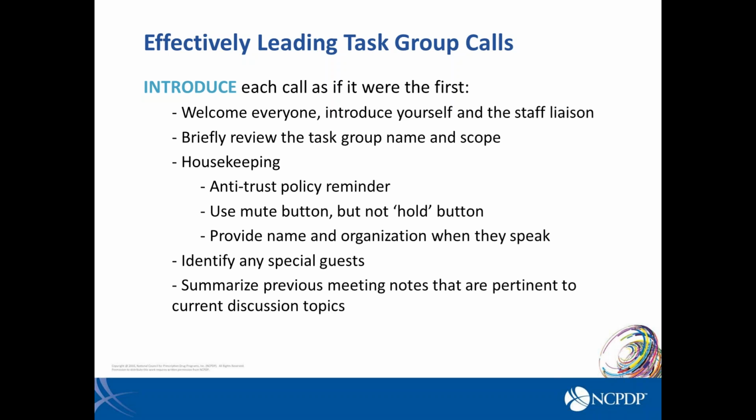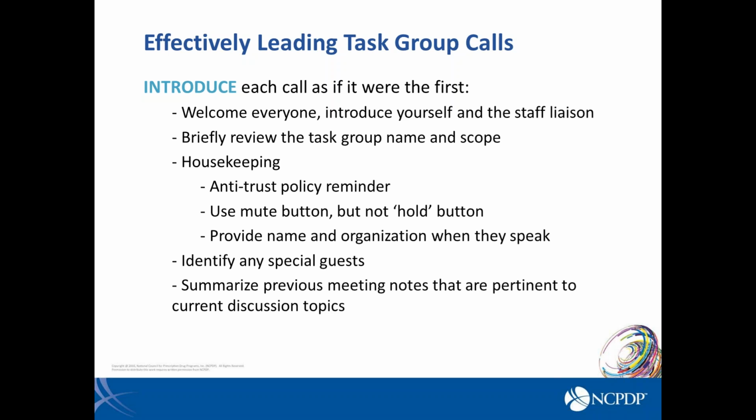You want to remind everybody that the task groups follow the NCPDP antitrust policy. You don't actually have to read the policy during a task group call, but you do want to remind members that you still follow it. Remind people to use the mute button and not put the phone on hold. Then ask each person, when they speak for the first time, to tell the group their name and the organization they represent. This really goes a long way in helping to build a sense of camaraderie within the group. You start knowing names and faces and voices, and it builds a lot of cohesion.